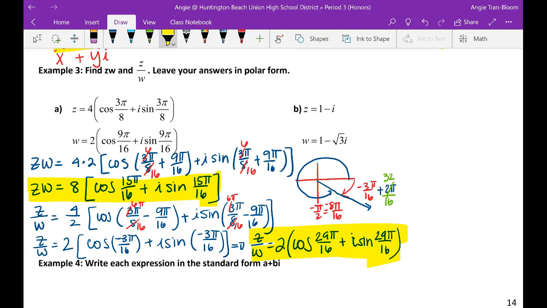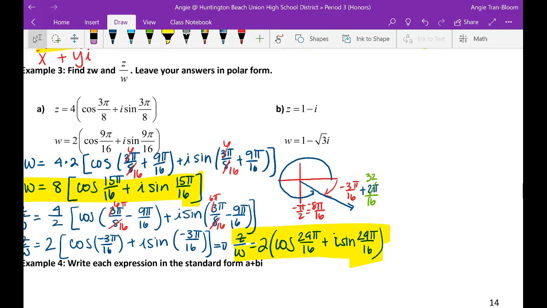Now, what if they give you a problem that's not in polar form? Then guess what? You have to do a little bit more work, okay? I first have to convert it to polar form. To convert it to polar form, I would need to find r and theta, okay? So let's find r for z.